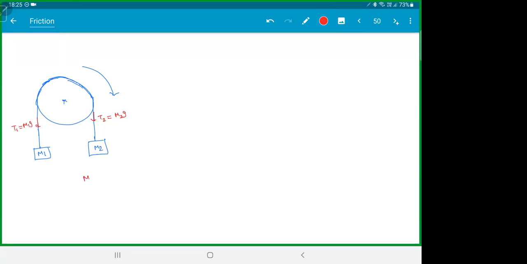So this value M2g, so this T2, I want to slip this side, the friction is that way. So T2 should be less than or equal to T1 into e power mu theta. So this would be M2 should be less than or equal to M1 into e power mu theta.